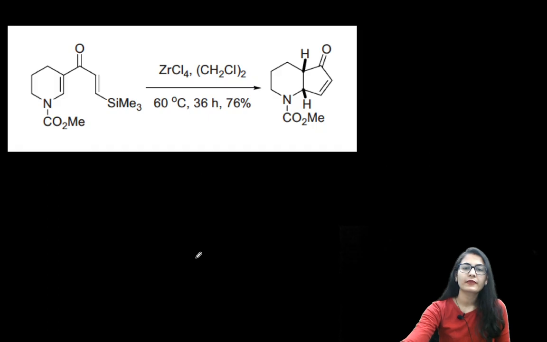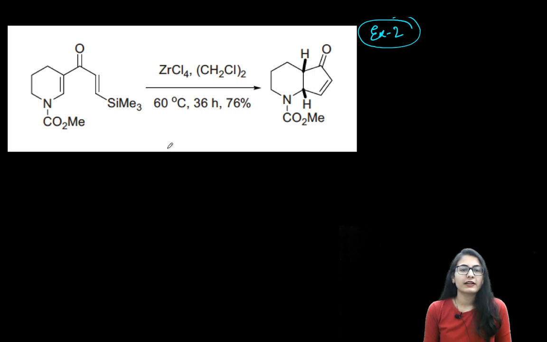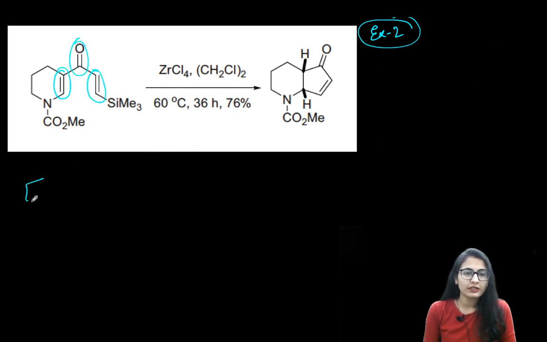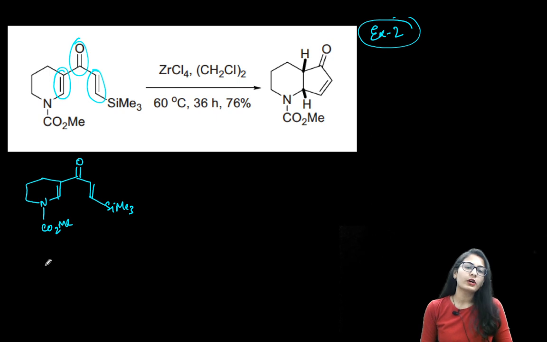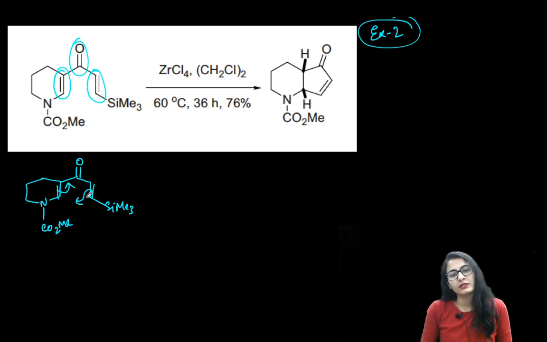Now let's talk about this example. We have already seen one of the examples. Now this is our second example. Whenever you see a dienone system, isn't it a dienone? Yes, this is a dienone system. So whenever you see a molecule like this, in your mind you are able to see that there are again two possibilities of carrying out the same reaction. The cyclization could take place in this manner or the opposite manner also.